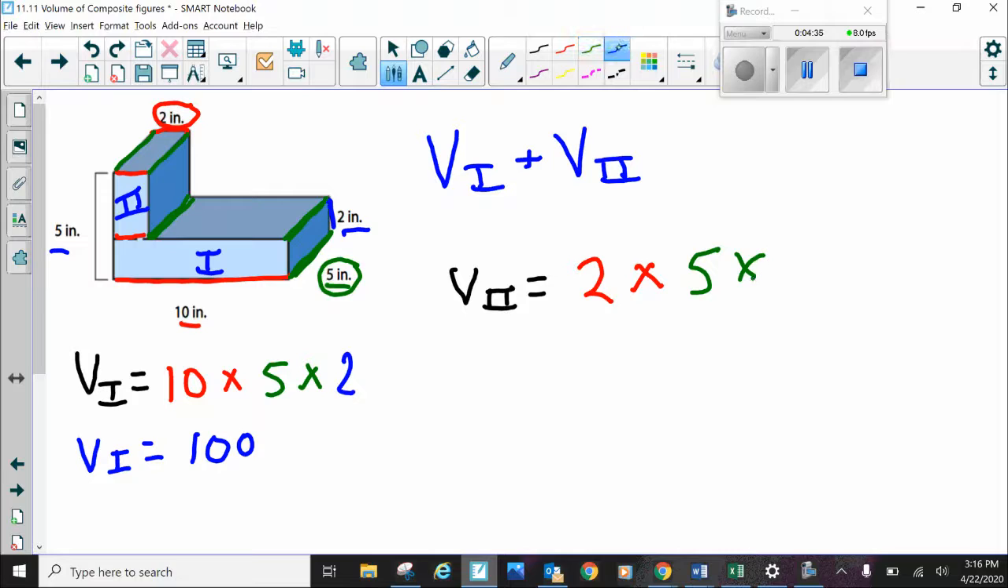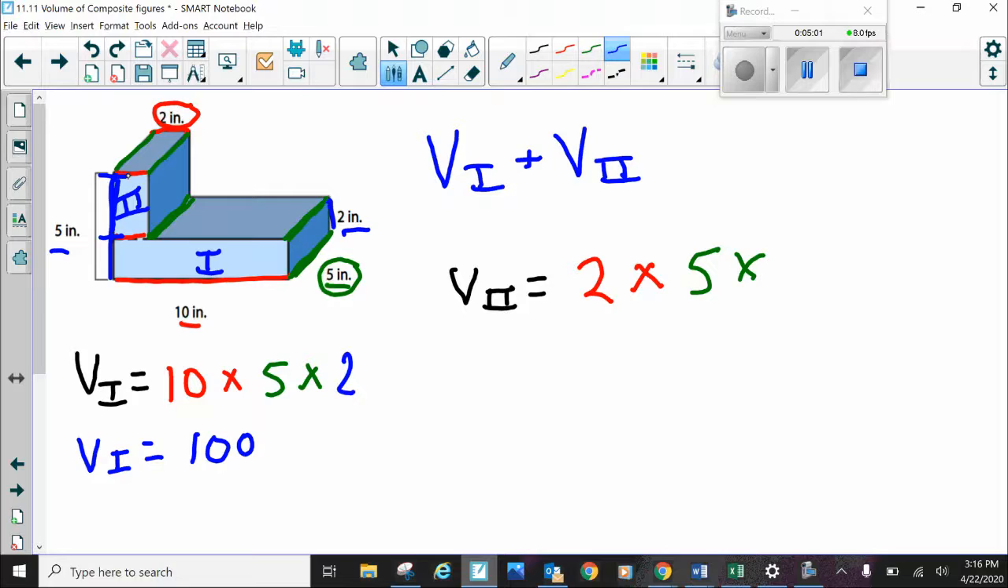Now you might be tempted to take this whole thing and call that 5 inches as the height. But the problem is 5 inches is the height of the whole shape. It is not the height of just rectangular prism number 2. So I can't use that. I'm looking for this dimension right here, from here to here. Fortunately, I have some measurements that can help me.